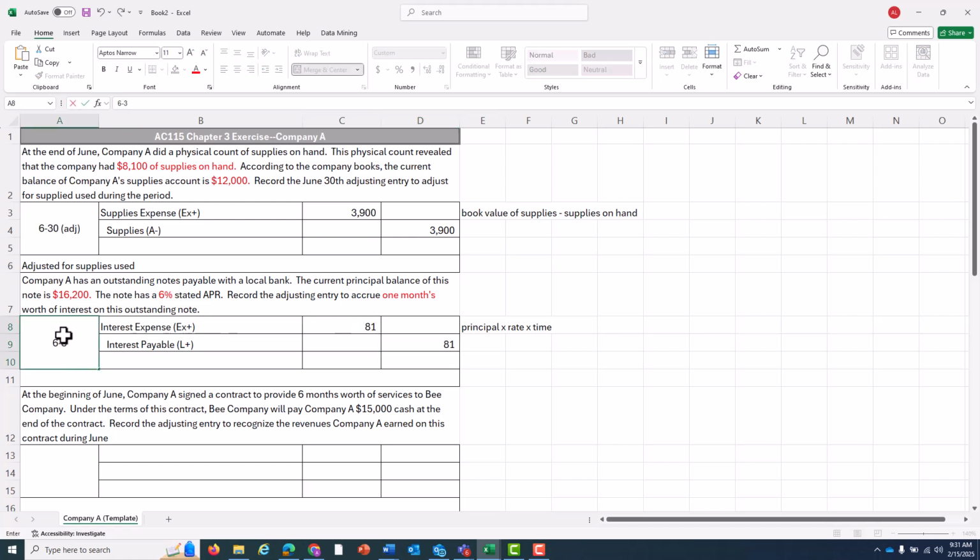And that is the standard form for the interest accrual adjusting entry that companies will make every period as long as they have a loan outstanding. Company A is recording theirs on June 30th. So on a June 30th adjusting entry, we adjusted for accrued loan interest.